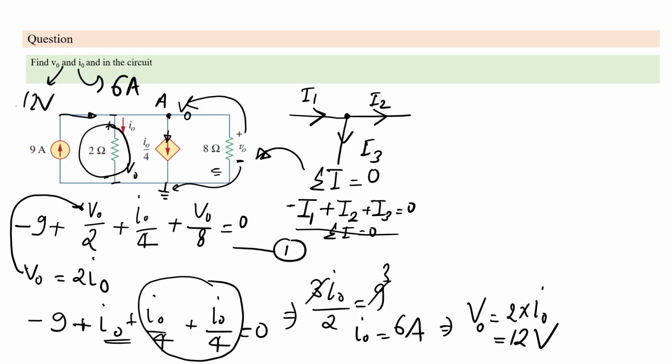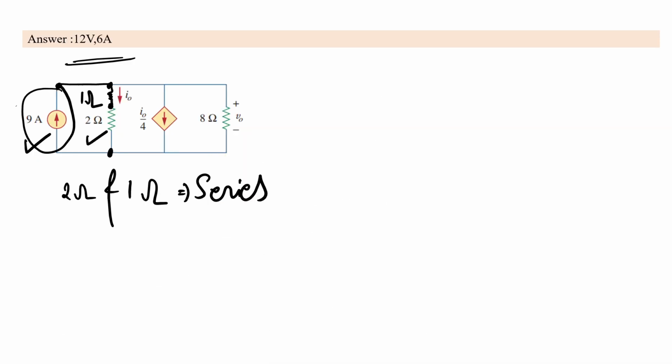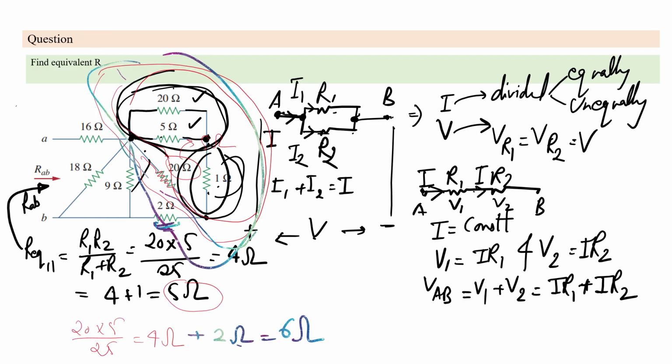So I'm moving forward to the next question. So this is answer 12 volt and 6 amps. Here is a question in which we have to find out the R equivalent of the circuit. So try to find out the R equivalent of the circuit.